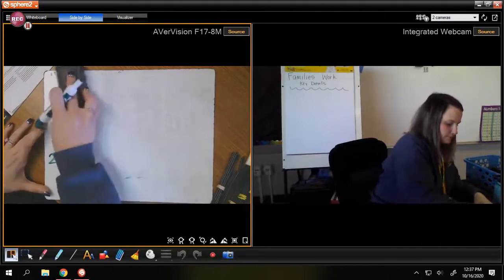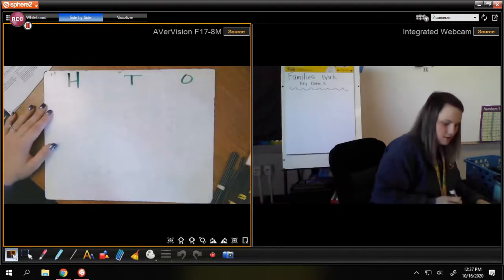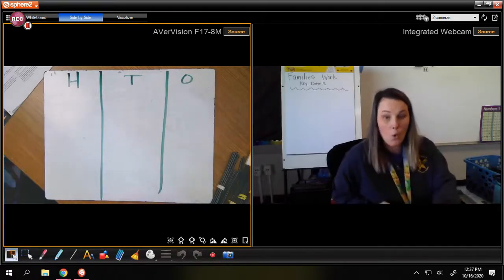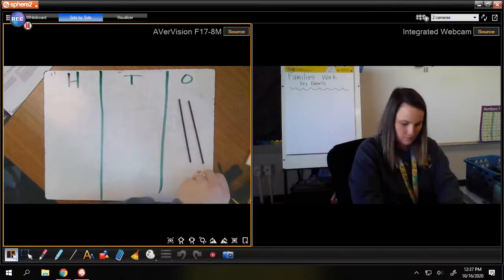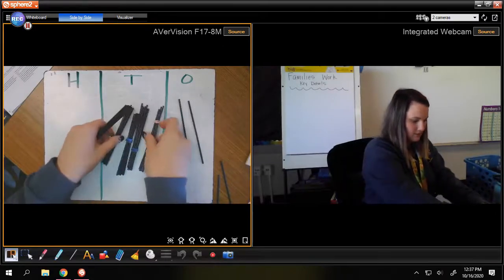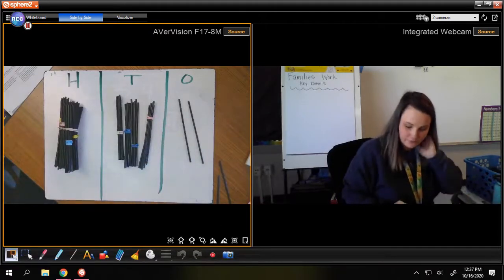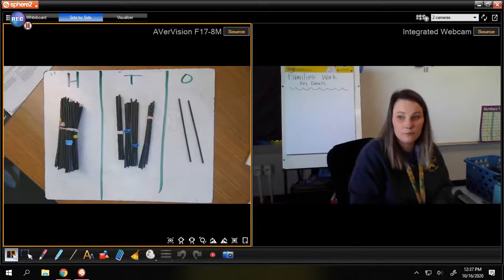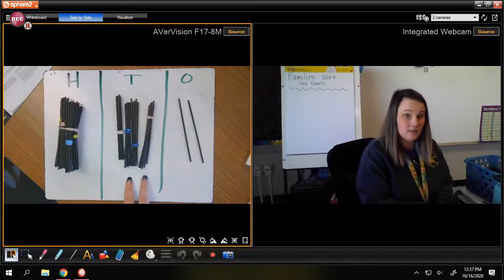Let me erase my whiteboard. And I'm going to quickly make my HTO chart again, my hundreds, tens, ones. So I'm starting with my bundles. So the first one we're going to model, we have 2 ones, 4 tens, and 1 100. Can we bundle any groups? Can we bundle any of these into another group? No, we can't, because we don't have 10 ones and we don't have any 10 tens.